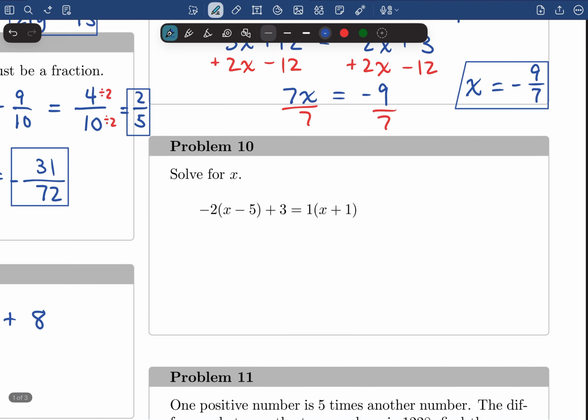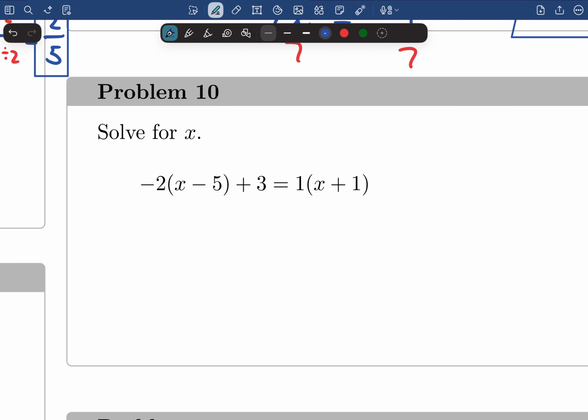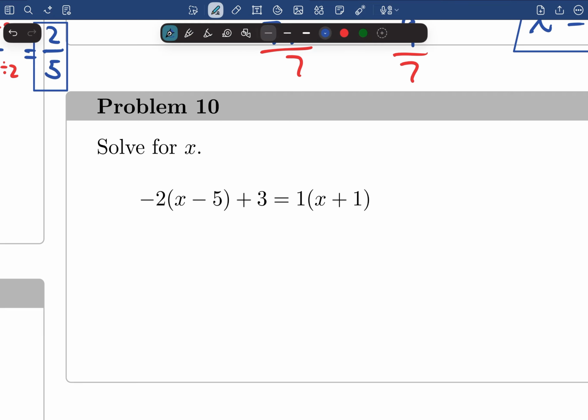Now let's go ahead and move forward, and we're looking at problem number 10. Solve this one for x. I see multiple instances of the variable. What am I talking about? Well, there's x right here, but there's also x right here, and they're on both sides of the equal sign. So right now is a great time to distribute.